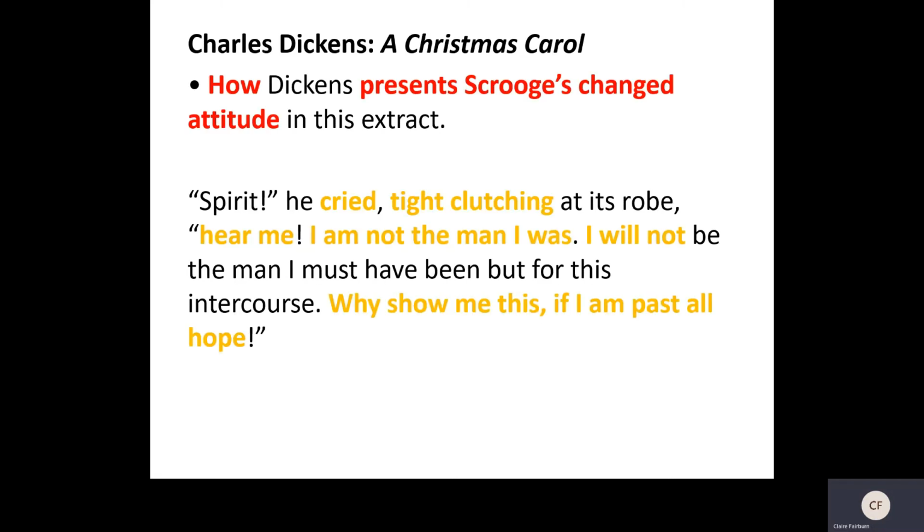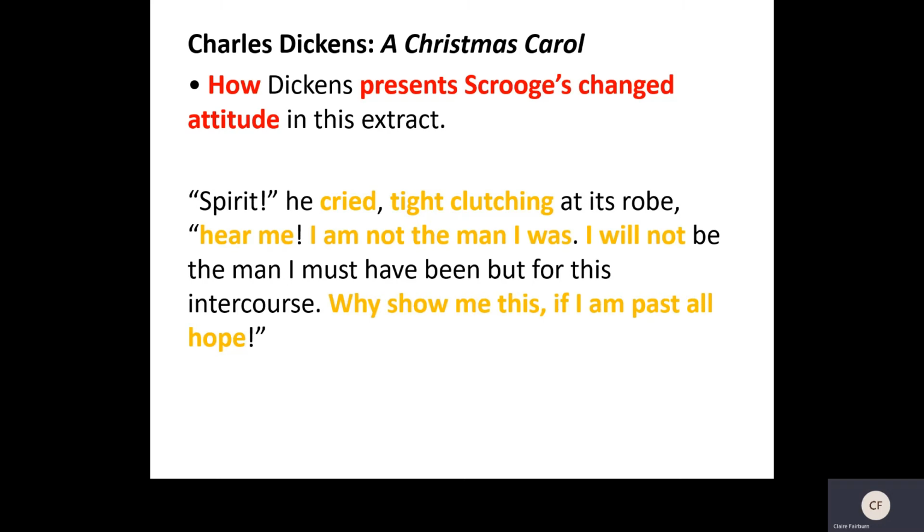So if we move on, I've just taken a small part of the text, but I've picked out the key quotations, and the key quotations are in that orangey bold colour. "Spirit," he cried, tight clutching at its robe. "Hear me, I am not the man I was. I will not be the man I must have been, but for this intercourse. Why show me this if I am past all hope?" So as you can see, I have highlighted an awful lot of the quote.